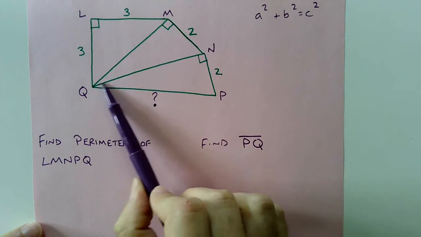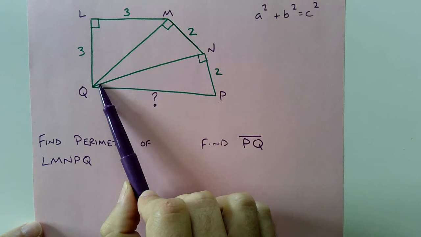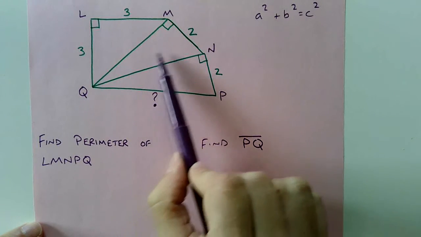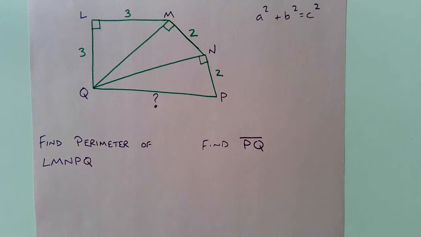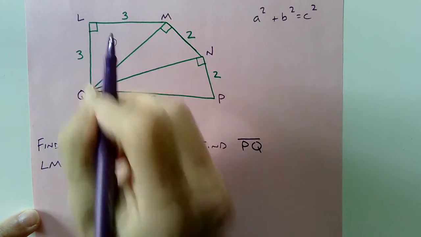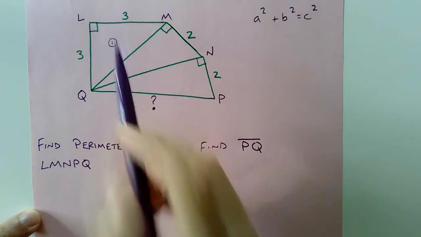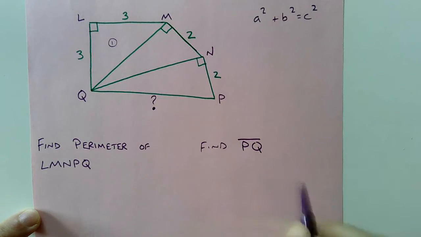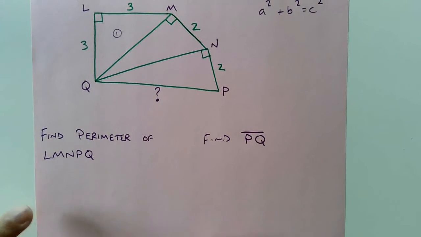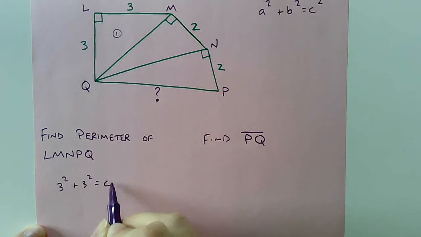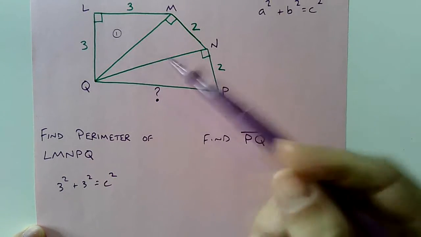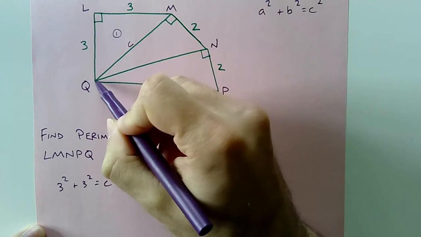So ultimately, if I need this leg, then I need this triangle, so I've kind of got to go all the way from the beginning. Where do I have 2 pieces of the 3? That's in this first triangle, triangle 1. Leg and leg. So let's start there. 3 and 3. So 3 squared plus 3 squared equals c squared. This is going to help me find essentially this c here.